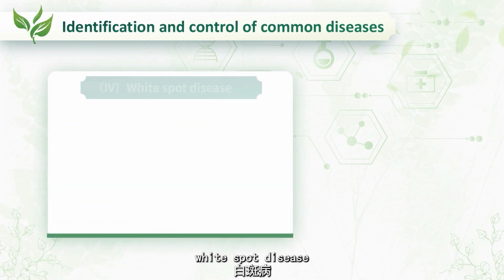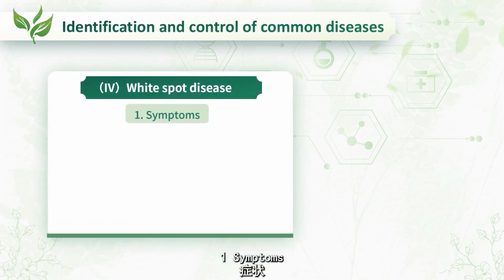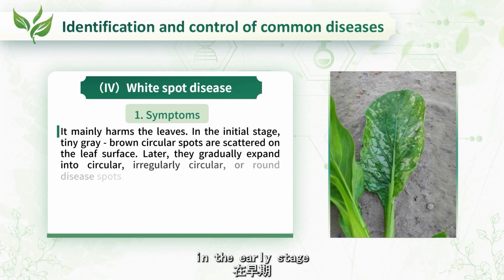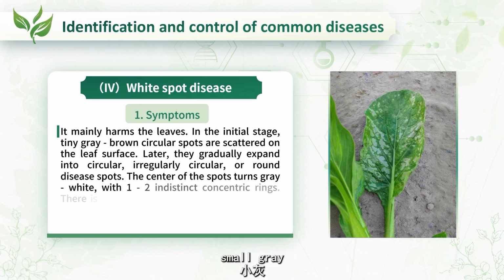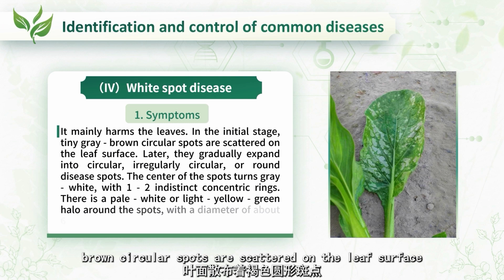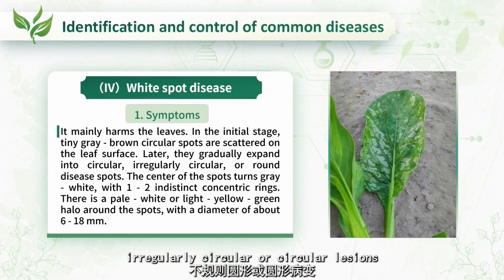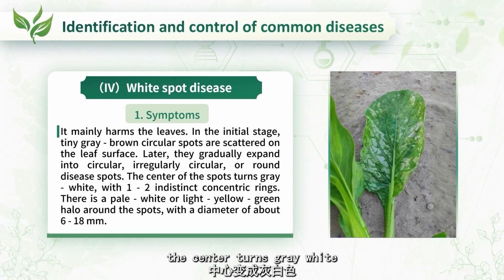4. White spot disease. 1. Symptoms. It mainly damages the leaves. In the early stage, small gray, brown circular spots are scattered on the leaf surface. Later, they gradually expand into circular, irregularly circular or circular lesions. The center turns gray, white, with 1 to indistinct concentric rings.